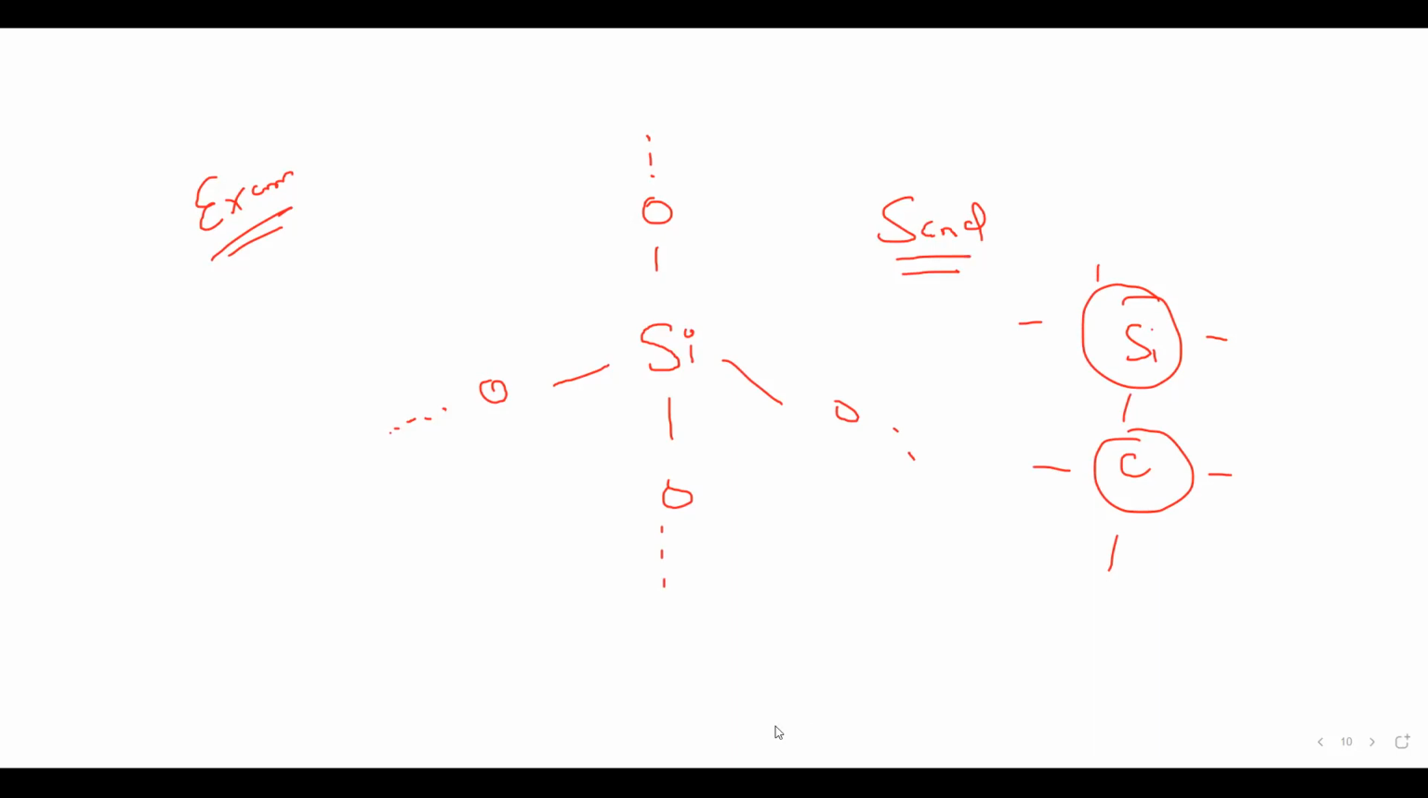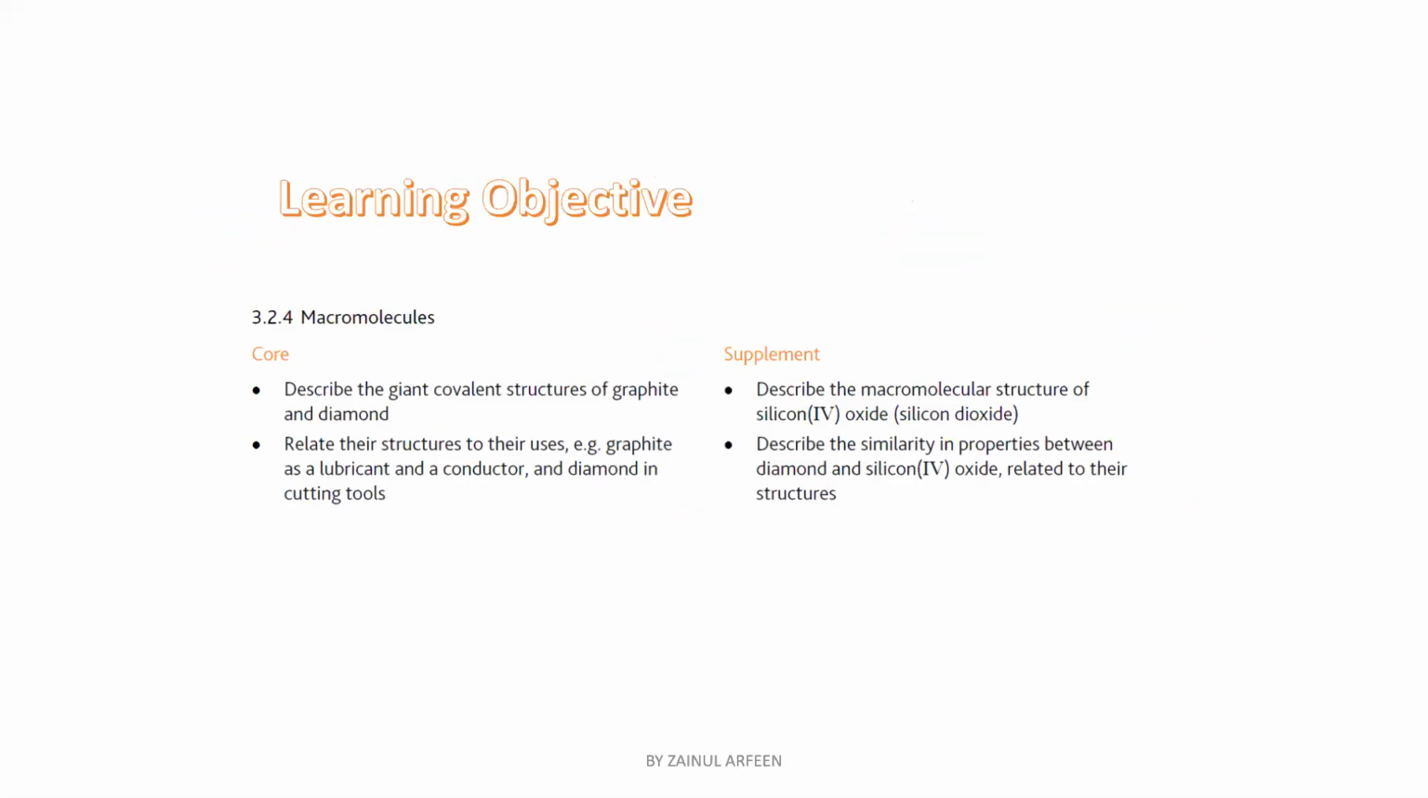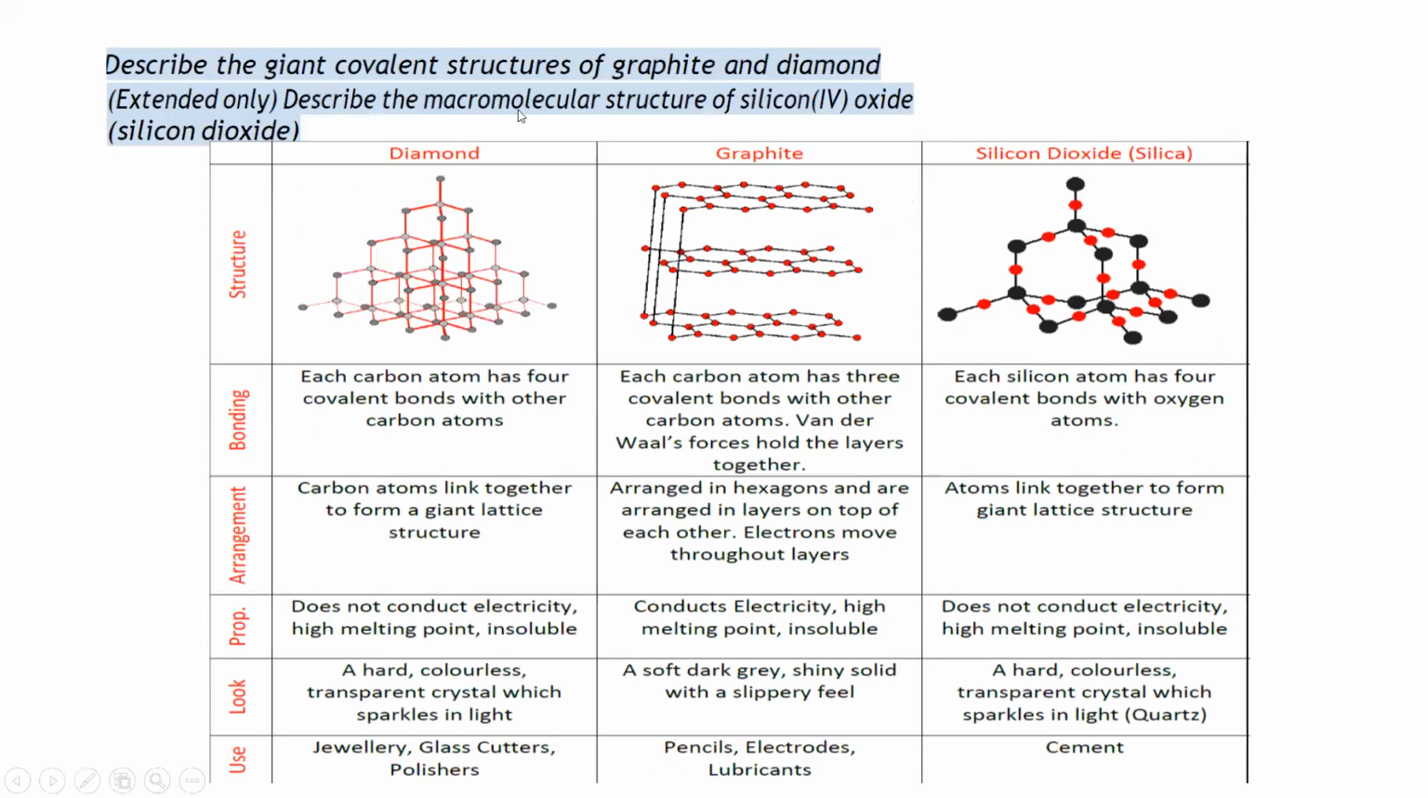So now we'll compare the structures of silicon. This is the main idea about the macromolecule. Now we'll compare the structure of silicon, diamond and graphite. So the objective: describe the giant structure of graphite and diamond, and describe the macromolecular structure of silicon 4 oxide.